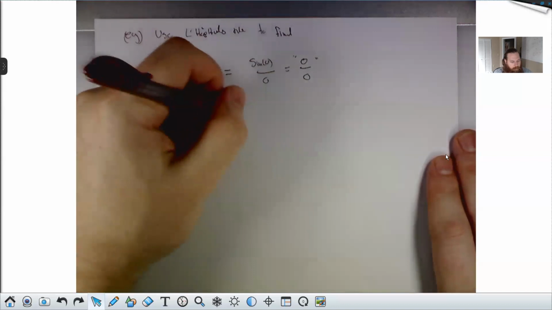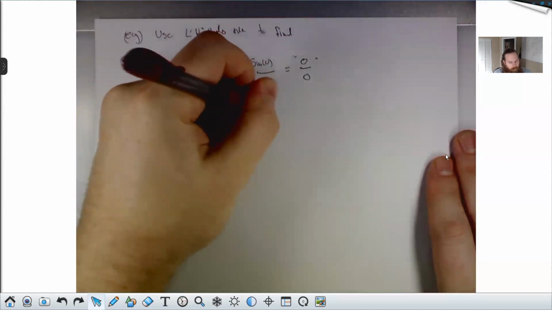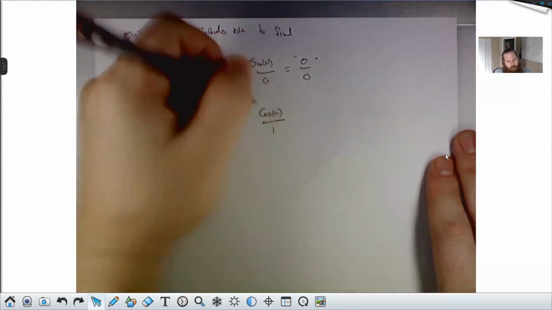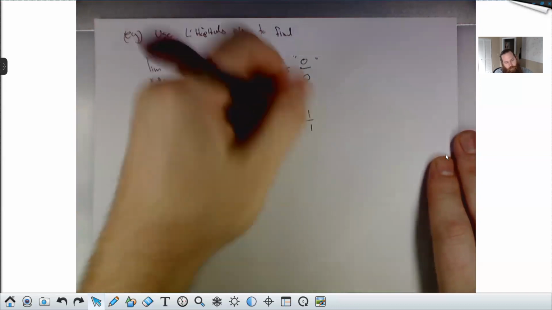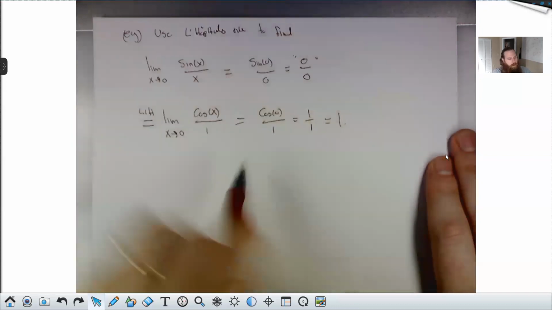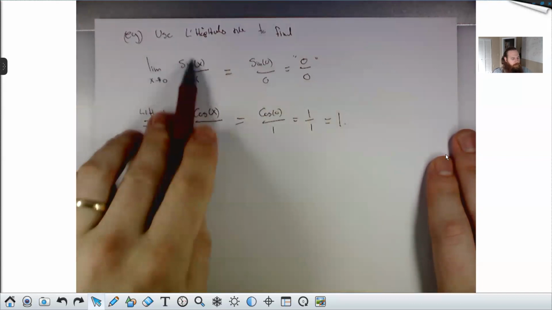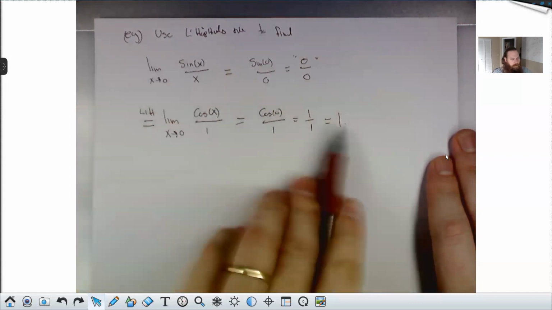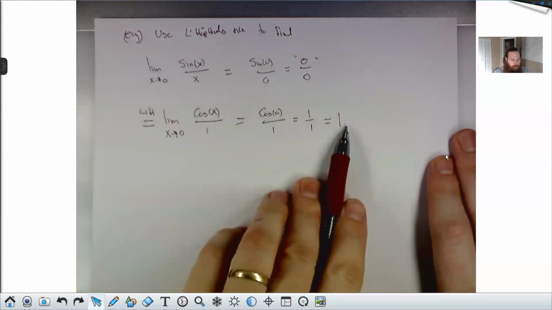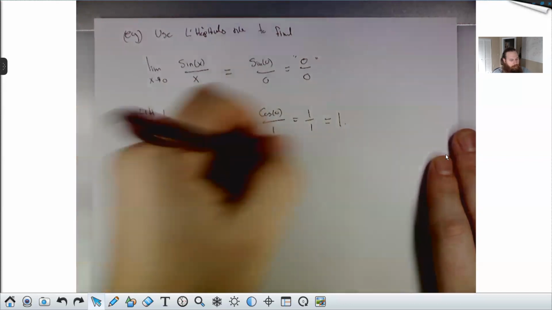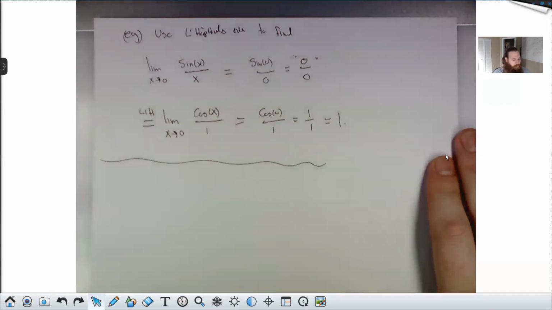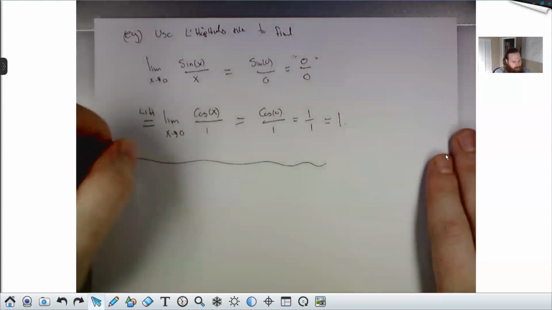Now I try again. If I plug in 0, here I get cosine of 0 over 1. The cosine of 0 is 1. So this is 1 over 1, which is 1. And that's what this limit is. The limit as x goes to 0 of sine x over x is 1. That's our special trig limit. There's lots of other things like this.